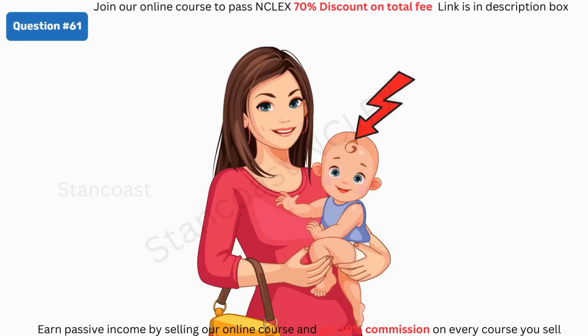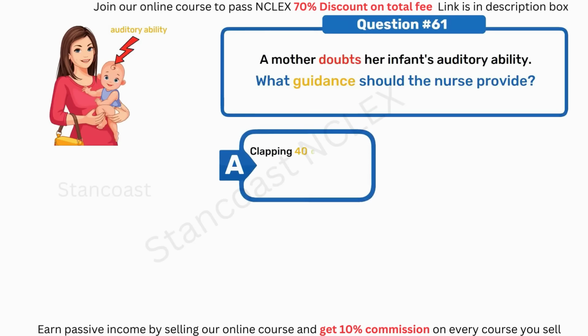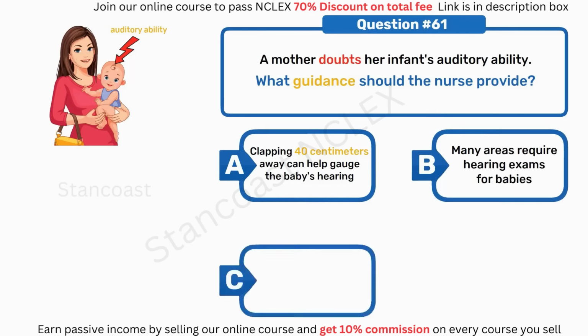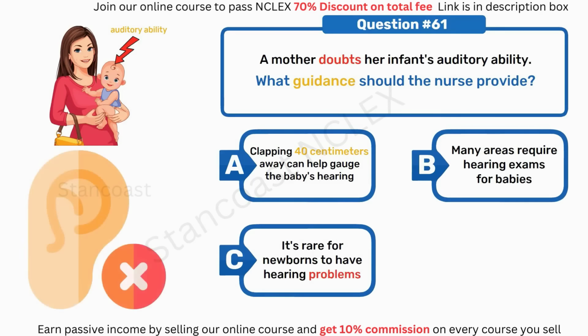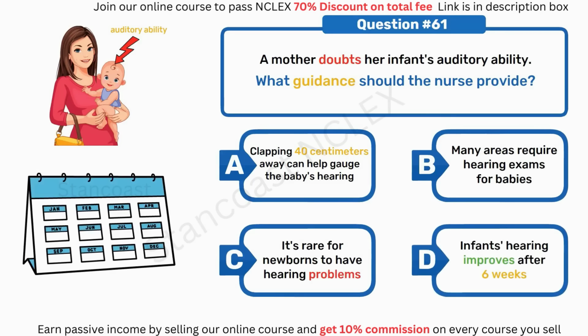Comment your answer. A mother doubts her infant's auditory ability. What guidance should the nurse provide? A. Clapping 40 centimeters away can help gauge the baby's hearing. B. Many areas require hearing exams for babies. C. It's rare for newborns to have hearing problems. D. Infants' hearing improves after 6 weeks.